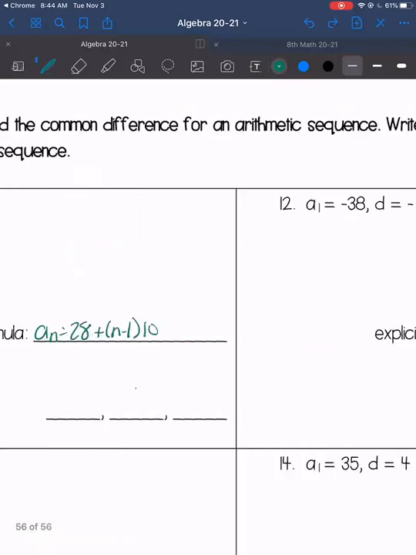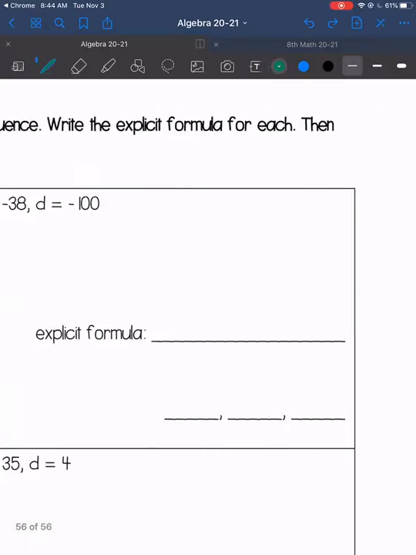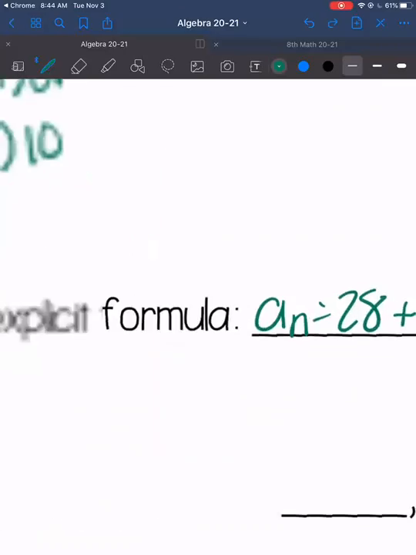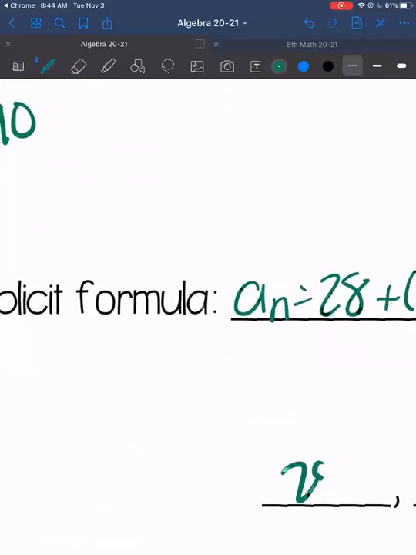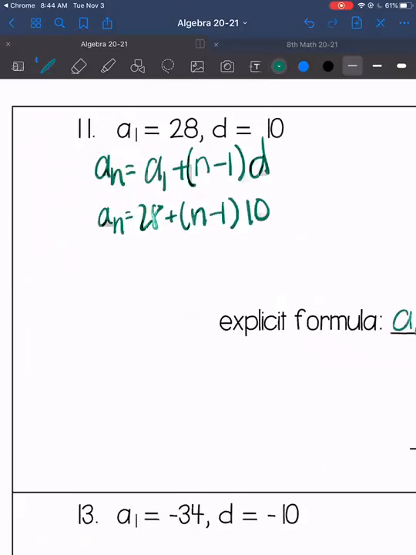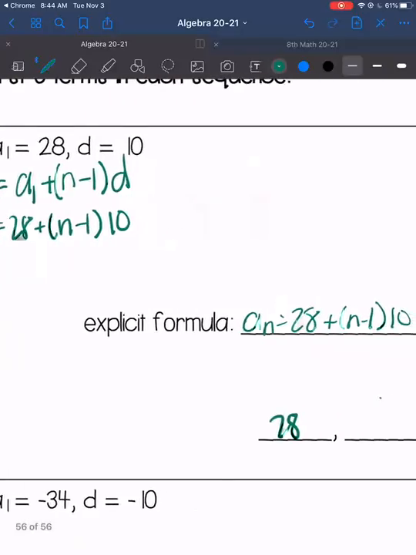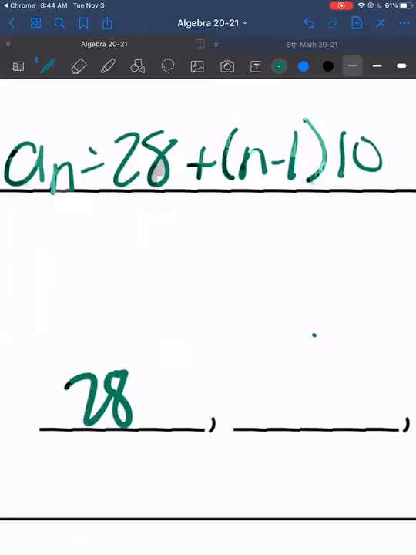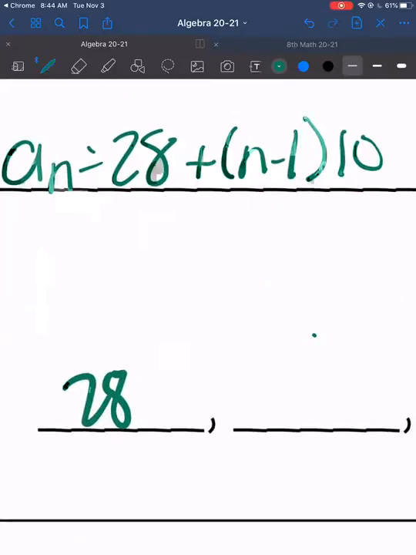All right, the first 3 terms. I'm going to write the next 3 terms. Nope, it says the first 3 terms. So we know the first term is 28, and we know our common difference is 10. Do we really even need to put it in the explicit formula? What's my second term?